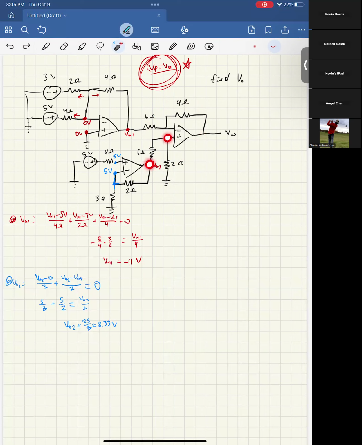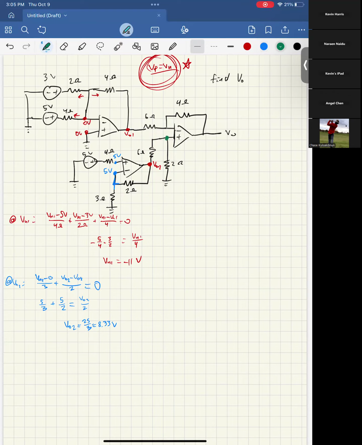There's two ways we can look at this. We can either do a node at VP, so we'd have this current out and this current out, and then you solve for VP. Or you could look at it as a voltage divider, where this is like a voltage source with V out 2, and then you'd have a voltage divider here between 6 and 2 ohms. Just because it's faster, I'll do the voltage divider approach.